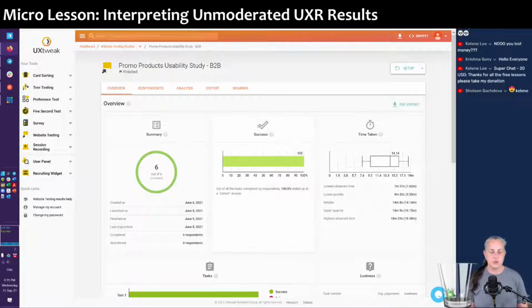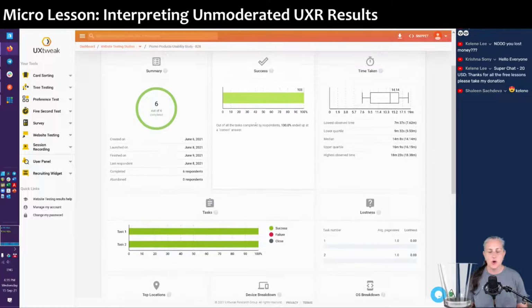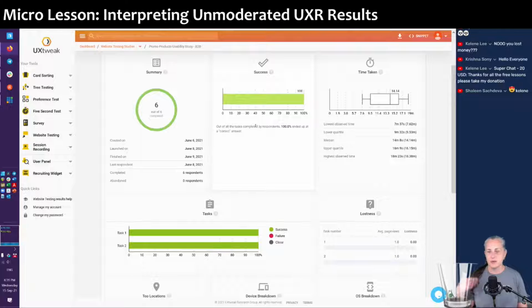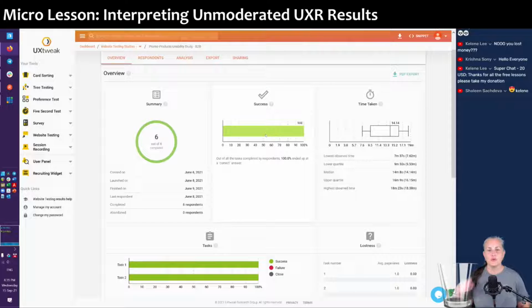So this is UX Tweak, and I don't necessarily use all of the information they give back to me, but here's what they show me. We had 6 people complete this. And remember, for your first round of testing, we consider 5 to be a good way to go. We ended up doing 12, actually, because we had some groups. We had B2B and B2C, and we wanted 6 each.